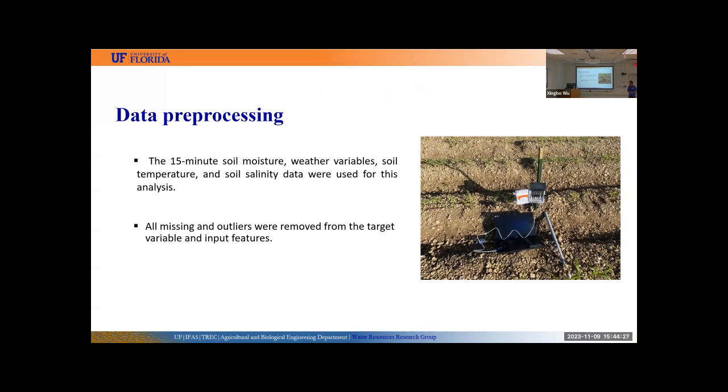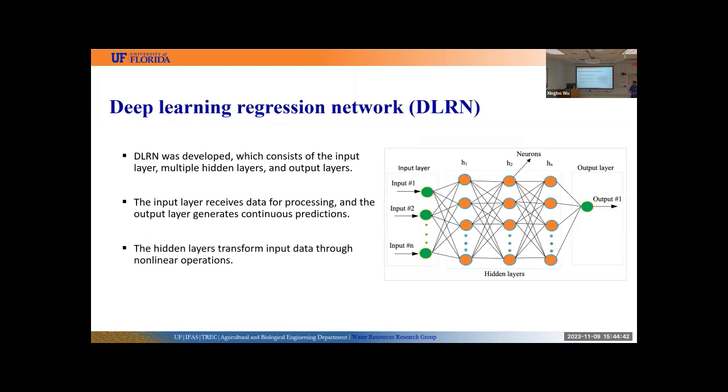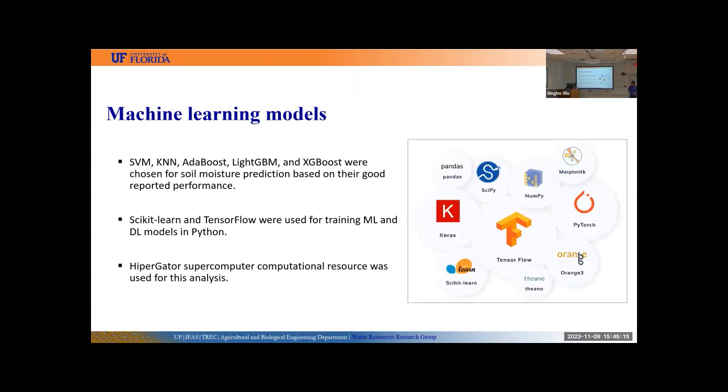So for this study, what we did, we used 15 minutes soil moisture, weather variable, soil temperature, and soil salinity data. And we removed all the missing values and outliers from the target variable and input features. Then we developed a deep learning regression network, and this network has 3 layers: input layer, hidden layers, and output layer. In this network, the input layer receives the data for processing, and the output layer generates the continuous prediction of the soil moisture content. And the hidden layer is the most important layer, which transforms the input data through nonlinear operations. Then we also trained 5 machine learning models in this analysis.